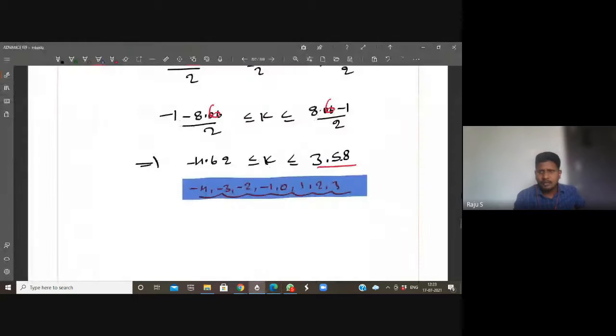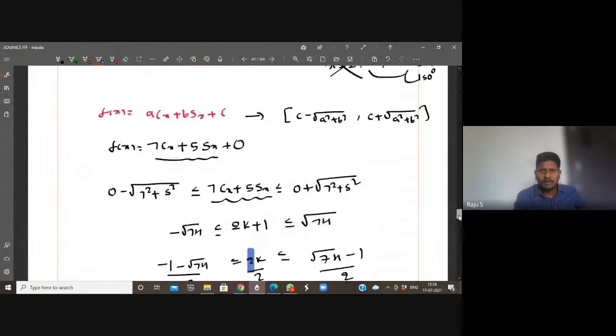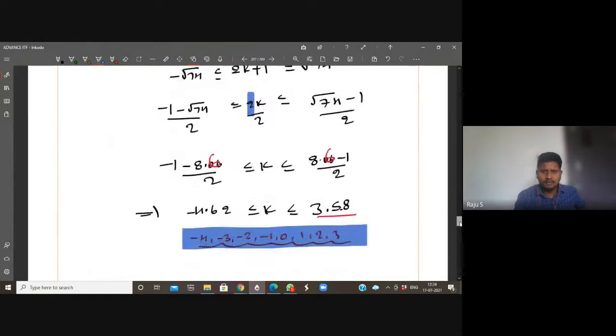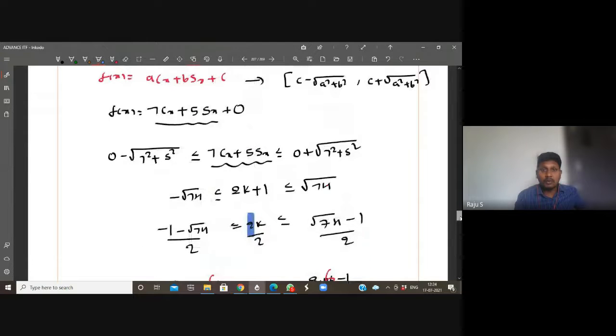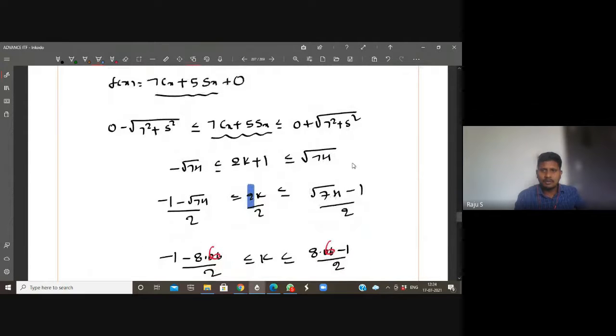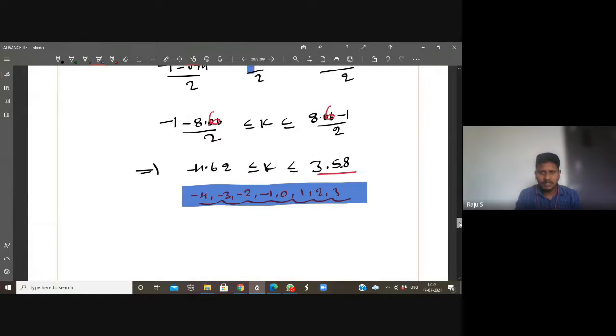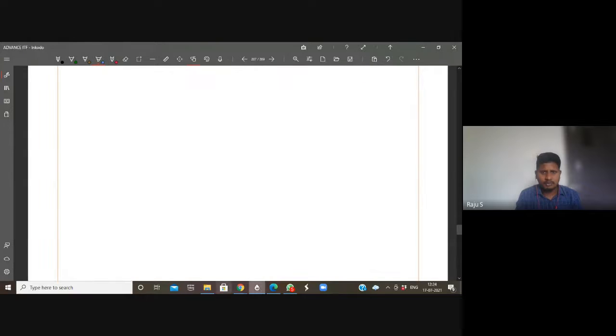That's all. So what I have done here is I found the maximum and the minimum. 7 cos x plus 5 sin x lies between minus 9 point something and 3 point something. That value lies between minus root 74 and root 74. But the k value alone lies between, and in between we need only integers. So 8 integers. That's all. Coming to the next question.